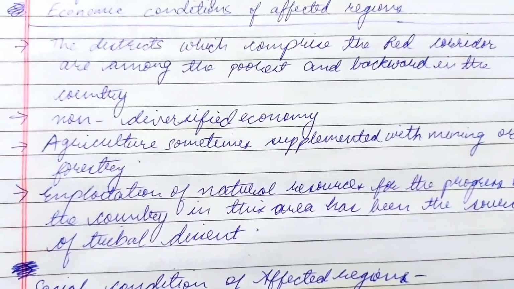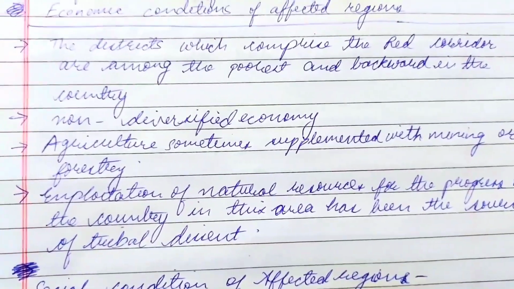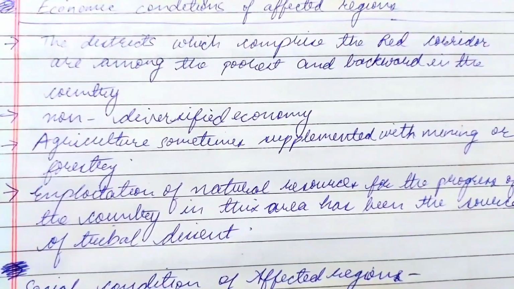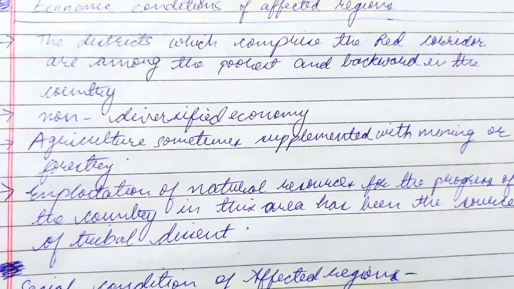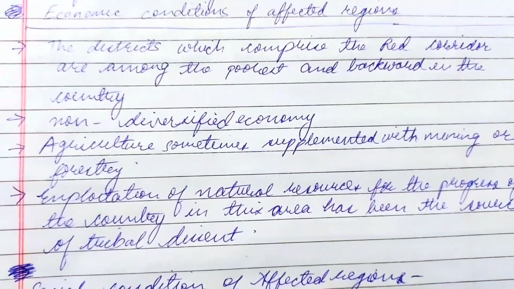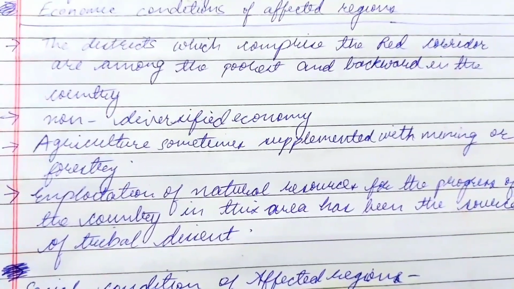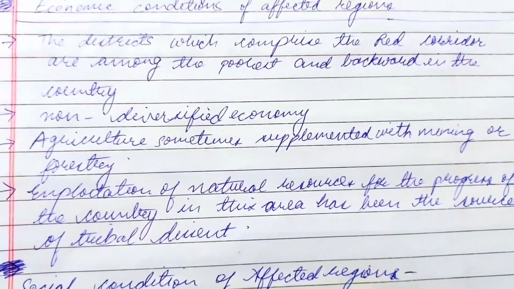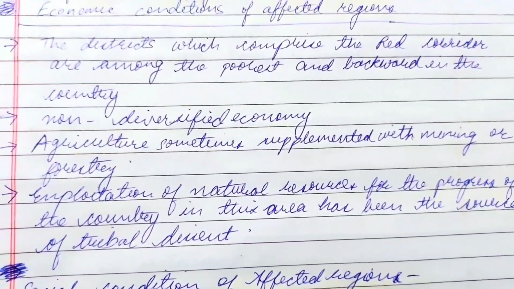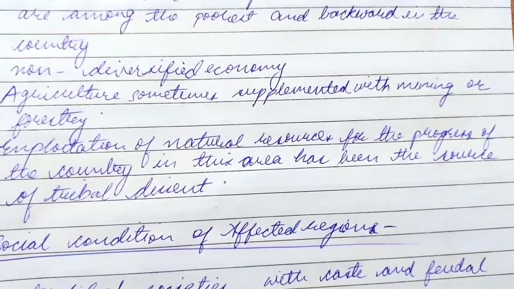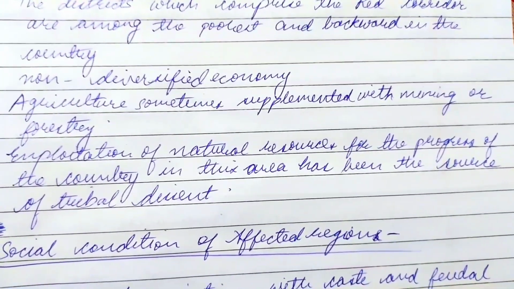So if that source of income fails, then they have no other way to earn their livelihood. So this is a very critical and important point that we have to keep in mind, so the economic condition of these regions can be improved. Then agriculture is the main occupation, which is sometimes supplemented with mining or forestry. It can be illegal mining or forestry also.